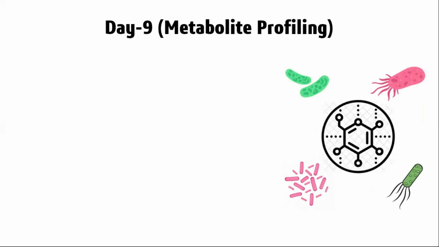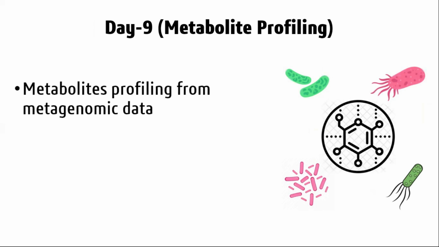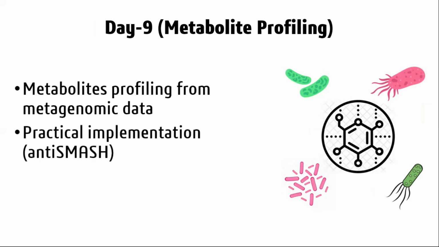Now, when we get the taxonomic profiling, the association analysis, and the assembly, then we will try to link the results and we will perform metabolite analysis. We will check what types of metabolites are being produced by the bacteria that have been shown in the association analysis. So we will try to find the metabolites from our metagenomics data, and practical implementation will be shown and hands-on training will be given, and we will be using antiSMASH.